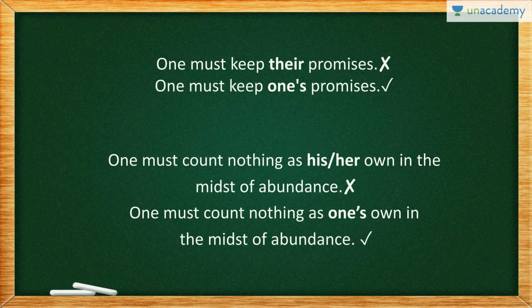One must keep their promises. Now, as I said, there cannot be used. Throughout, one should be used. So, one must keep one's promises. Once again, in the next example, one must count nothing as his or her own in the midst of abundance. Now, you cannot use his own, his or her own, their. You should always use one's. If you're starting the sentence with one, the usage should include one itself. No other pronoun should be used. So one must count nothing as one's own in the midst of abundance.